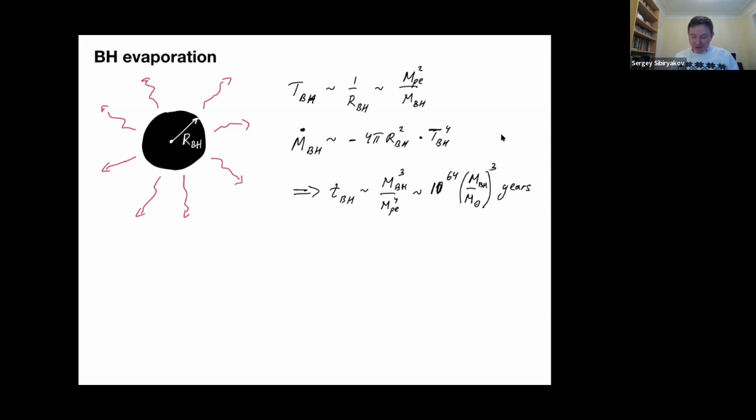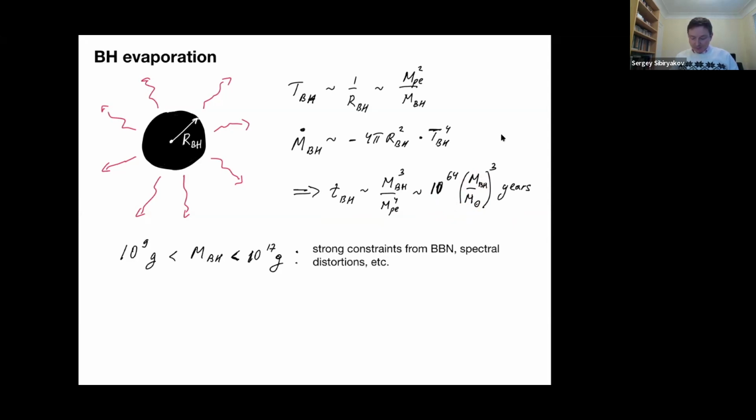Yeah, the lifetime of a black hole can be calculated using just this energy conservation law, and it is proportional to the cubic power of the initial black hole mass. So black holes of solar mass live essentially forever, much longer than the age of the universe. But if we put in something like 10^-17 solar masses, then we will see that such black holes will disappear before the present age.